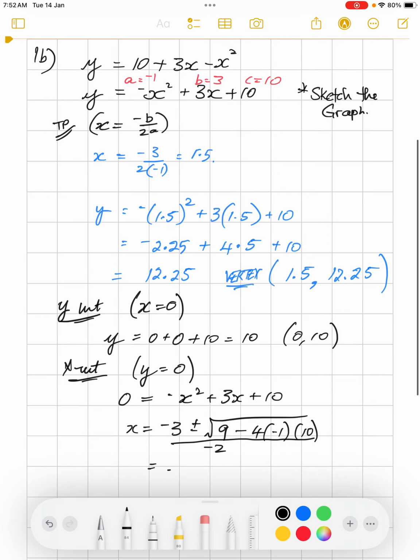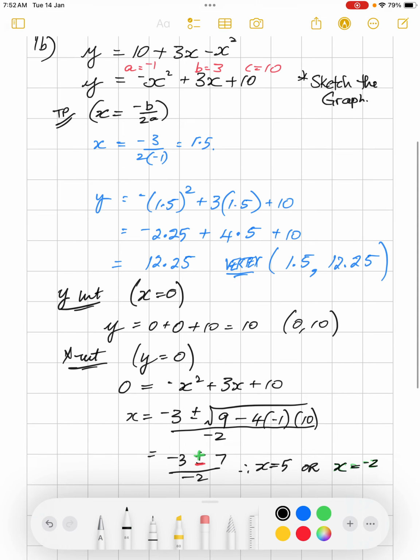So that is negative 3 plus and minus the square root of 49, which is 7. Therefore, it's at negative 3 minus 7, which is negative 10, over negative 2. That's 5. And negative 3 plus 7 is 4, 4 over negative 2, which is negative 2.